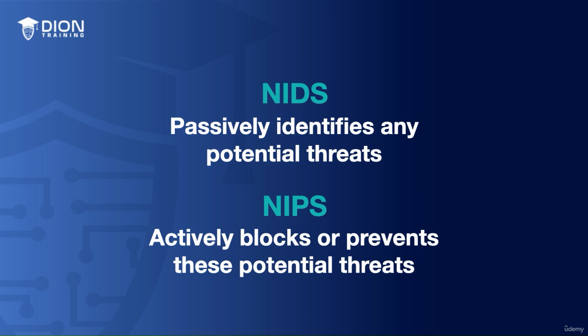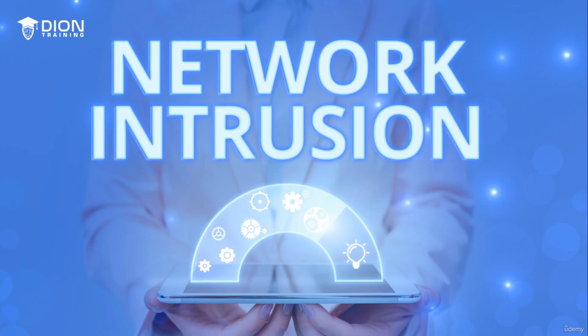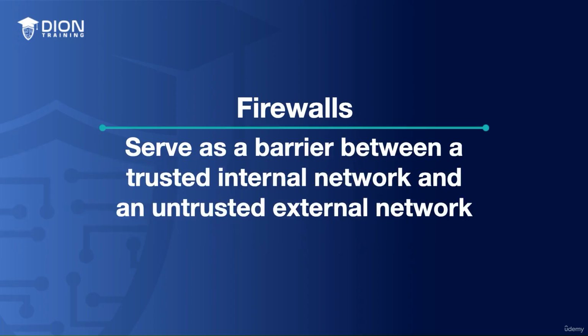Now, data from both our NIDS and NIPS, including detected threats, blocked traffic, and network anomalies, can also be sent to your organization's SIEM for correlation and aggregation. This type of data can help to identify patterns of malicious activity, potential security vulnerabilities, and the effectiveness of your organization's intrusion prevention measures. Fourth, we have firewalls.